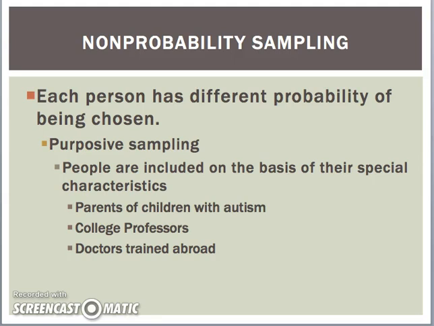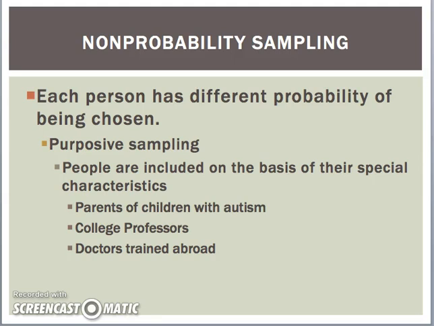Purposive sampling, people are included on the basis of having special characteristics. So I might include parents of children with autism. That's not going to represent all parents. They're going to be very specific. I might be sampling college professors, and the topics might be relevant to them, but not to other people, or doctors who were trained abroad.